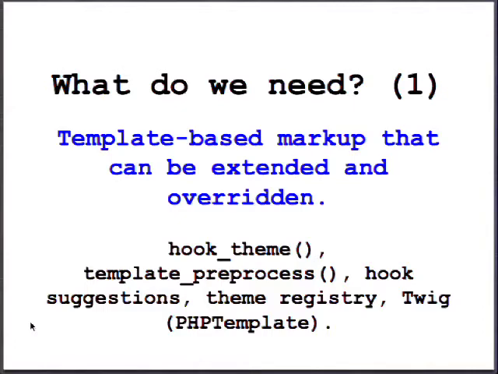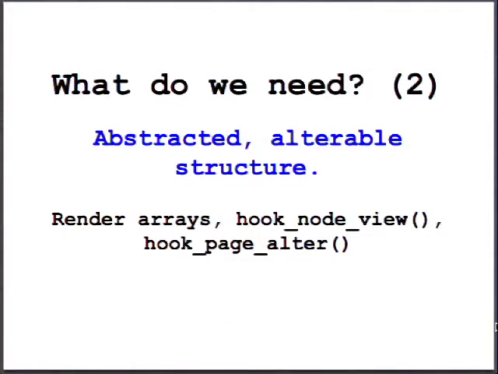That's pretty basic. The things that we invented to give us that were things like hook theme, preprocessors, theme hook suggestions, theme registry, Twig, what used to be PHP template. All of this is for the idea of overriding and having templates for markup. We need an abstracted alterable structure. And this is what came out of that comment by Barry Jasmine in 2007. And so this was what gave us render arrays, what gave us hook node view, hook page alter, things like that, where we have this renderable thing that we can pass around.